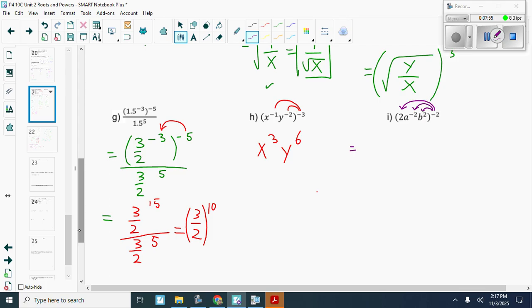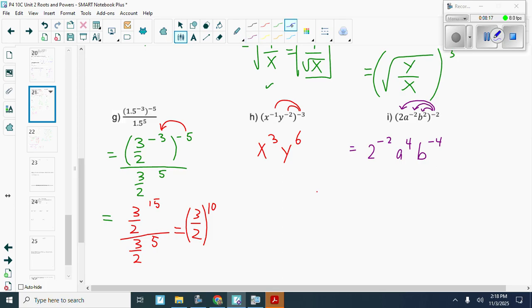So this is going to be, sorry, not -2, guys, this is going to be 2 to the -2. A: -2 times -2 is a to the power 4. And then B: 2 times -2 is -4. This is where I think I kind of lost a couple of people.